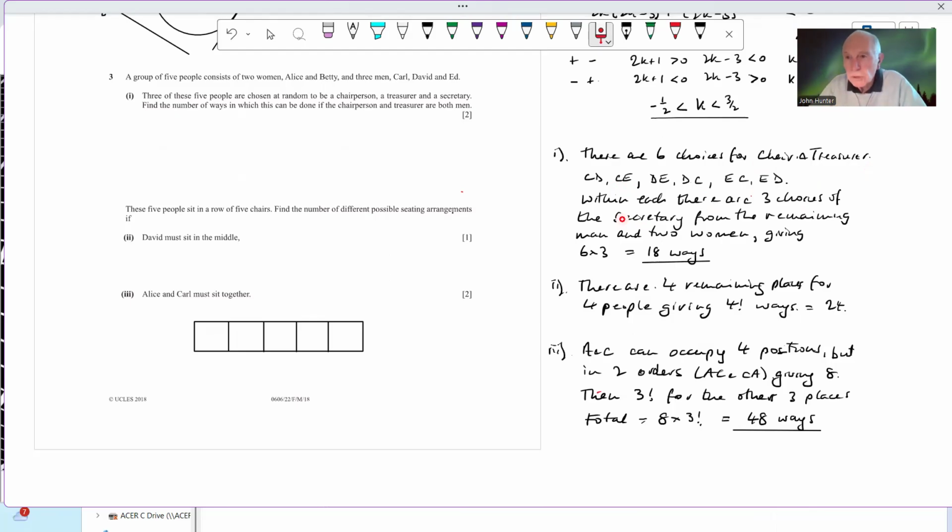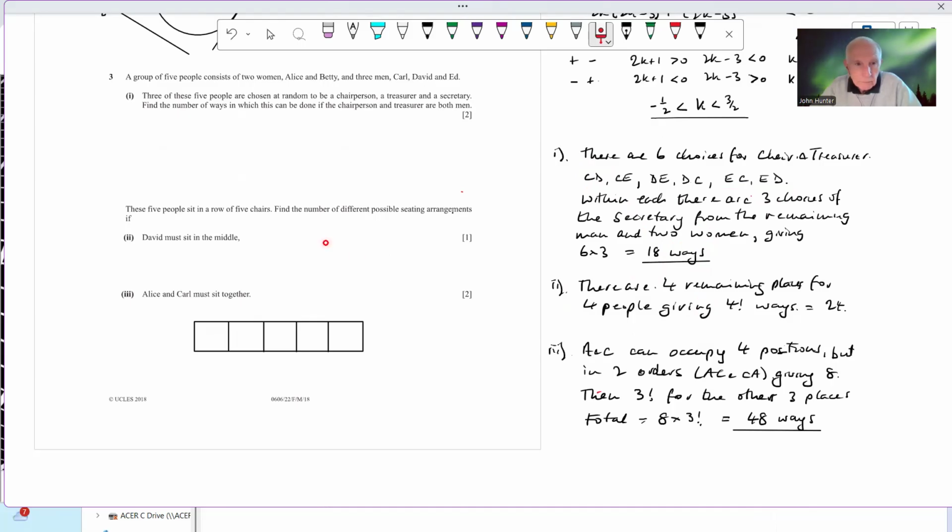Having chosen those two, we're left with three people: the remaining man and the two women, and we have to choose one of those for the secretary role. So there are obviously three different people to choose from. Within each of these, we've got three different possibilities. So the total number of different ways is going to be six there, times these three, giving us 18 ways.